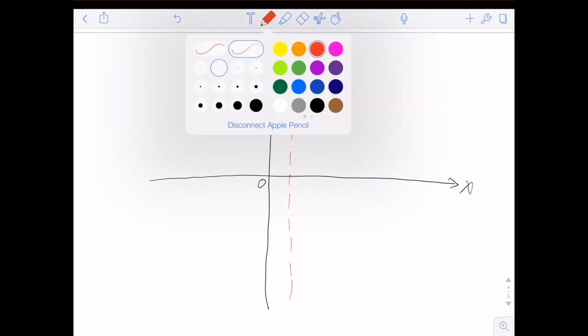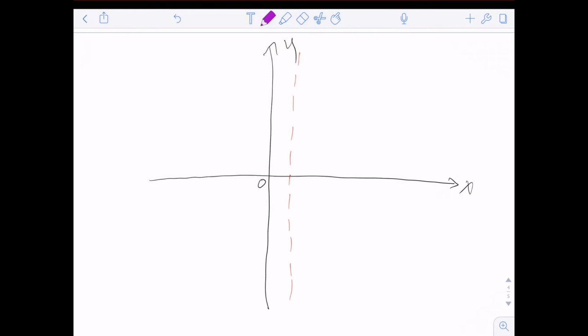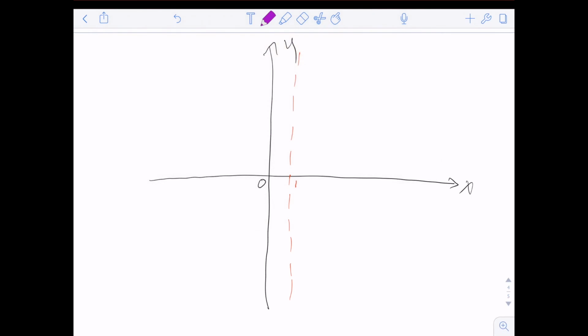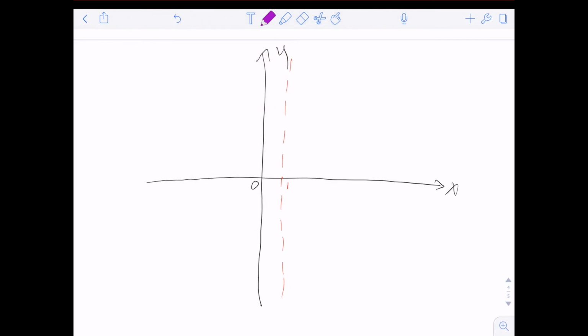And the second one is my oblique asymptote, y equals x plus 2. So this is a line again. The x-intercept for this line is negative 2, and the y-intercept for this line is positive 2. So this is my oblique asymptote here.